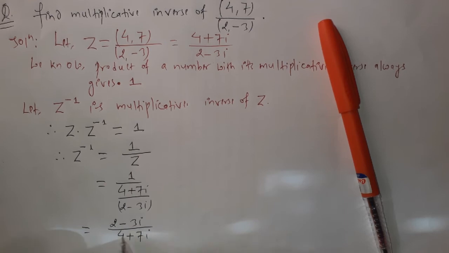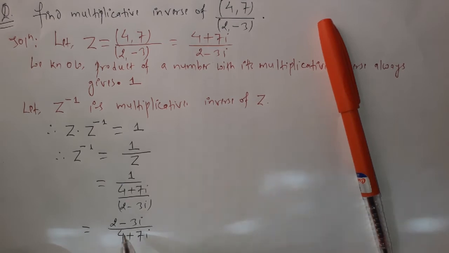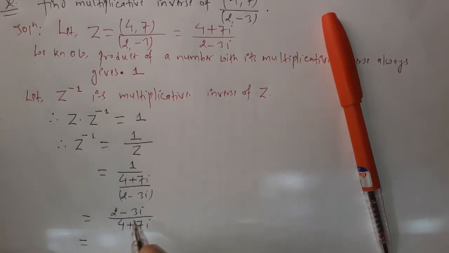Now doing the division. Here are two complex numbers in division format. We already made a separate video on the division of complex numbers also. Here I am going to use the short method, where the division can be performed using the concept of the conjugates of complex numbers. This is 2 minus 3i divided by 4 plus 7i.